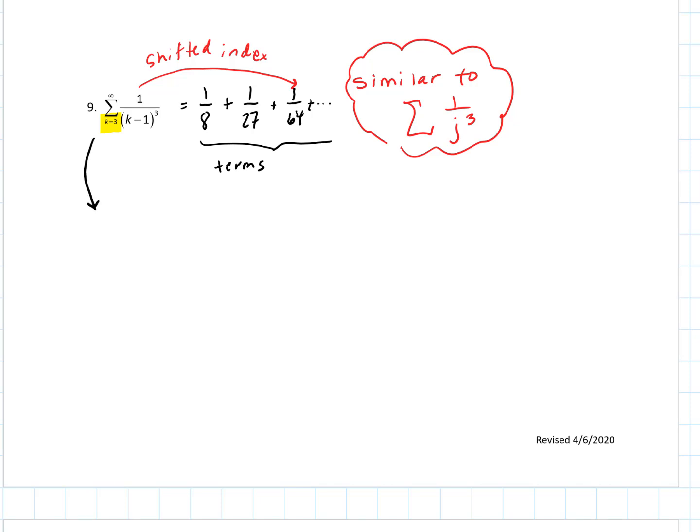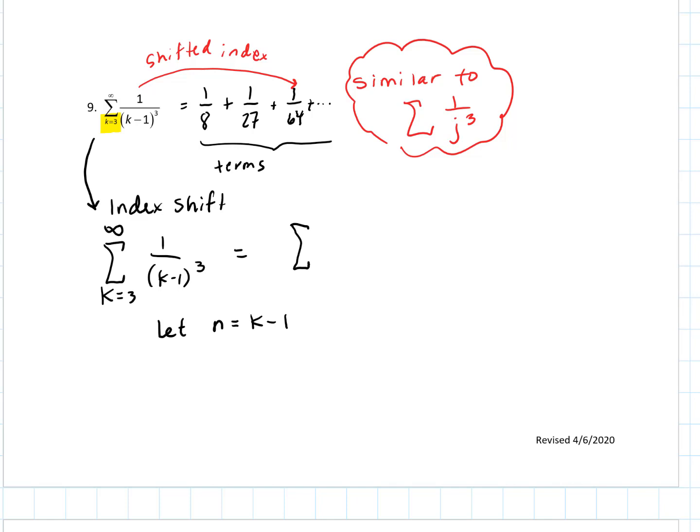So what we could do here is we could just say, why don't we actually do that index shift? This is equivalent, I can say, from the series from k equals 3 to infinity of 1 over k minus 1 cubed would be equivalent to, let's say this. Let's pick any variable you want. I'm going to go ahead and just go with n. Let's just say let n equal that k minus 1. So if n equals that k minus 1, then this would be equivalent to 1 over n cubed. Now I just have to figure out where the index should start. So where does n start?